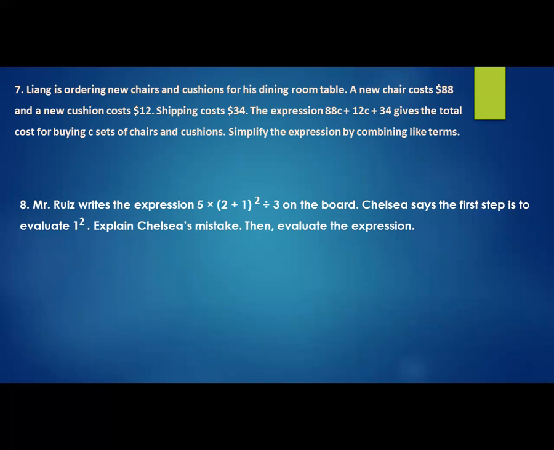So when you are combining the like terms, you know which are the like terms here, 88C and 12C. So you will combine both of them. You will get 88 plus 12, 100C, then plus 34.